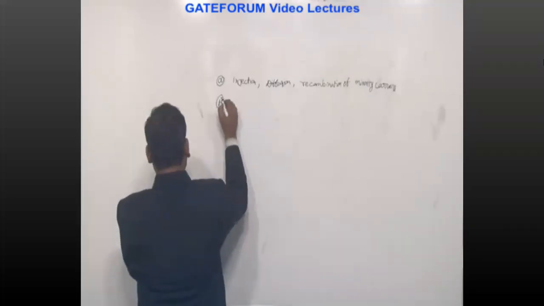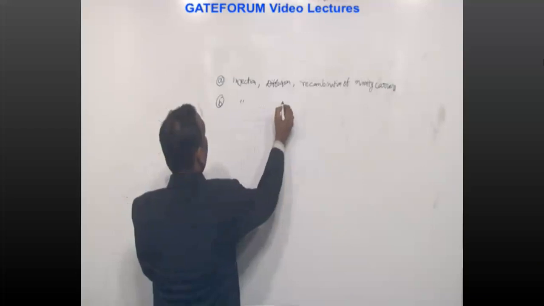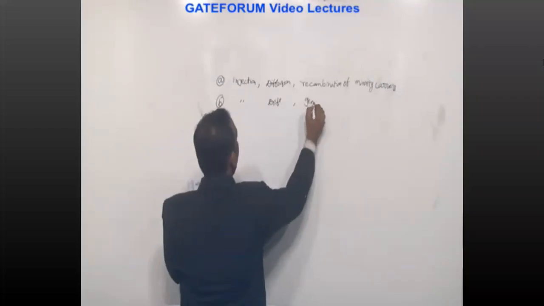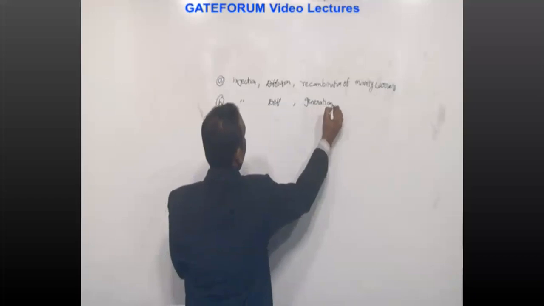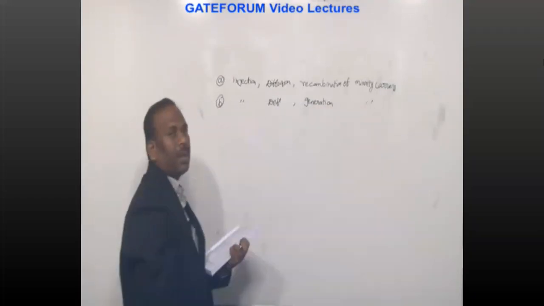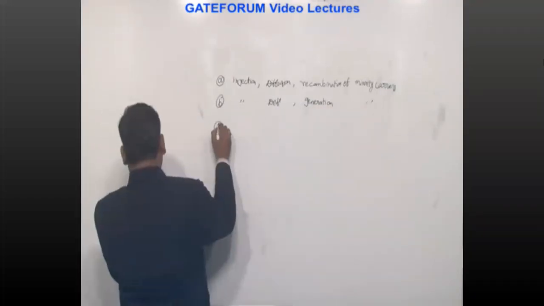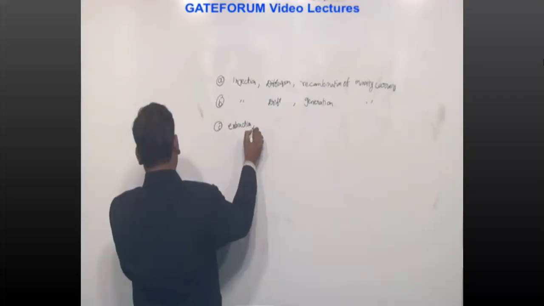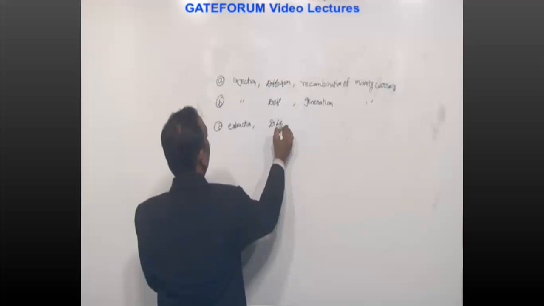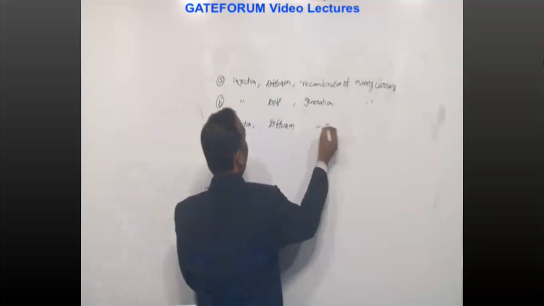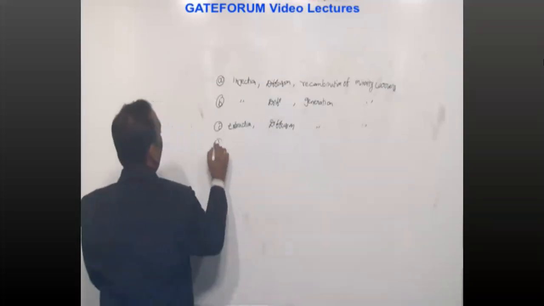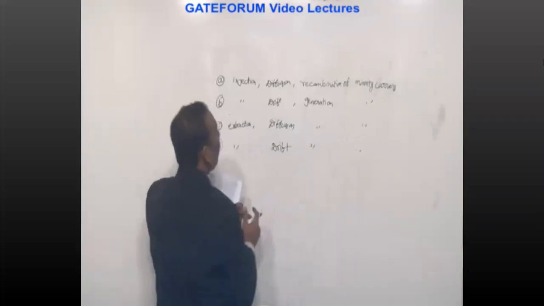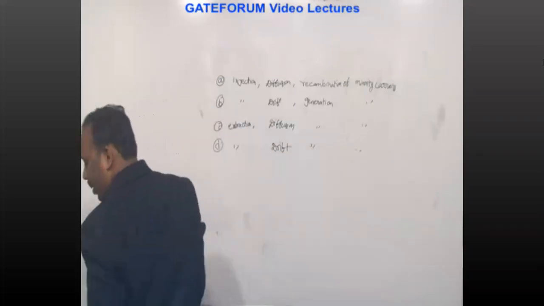Option B, injection, subsequent drift, generation of minority carriers. Option C, extraction, then diffusion, then generation of minority carriers. Option D, extraction, drift, then generation of minority carriers.